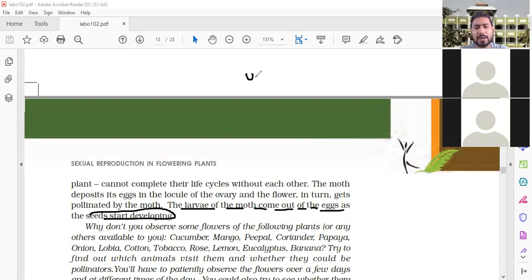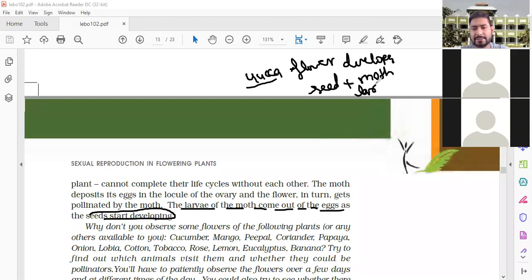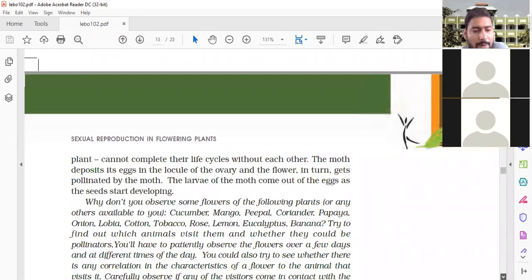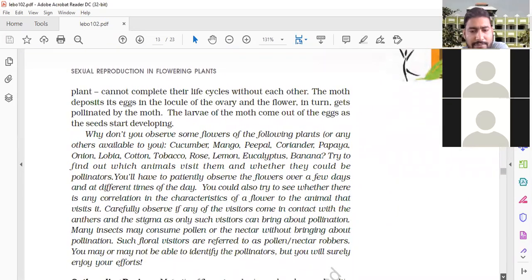When the Yucca flower develops the seed, along with the seeds, the moth larvae come out. Clear? The moth larvae come out along with the development of the seed. So this is a very good example. Why don't you observe some flowers of the following plants or any others available to you?